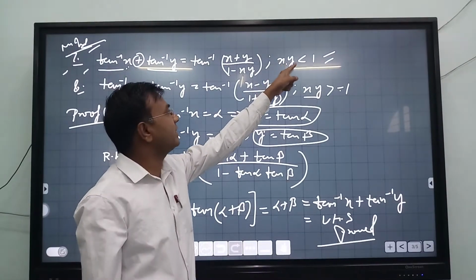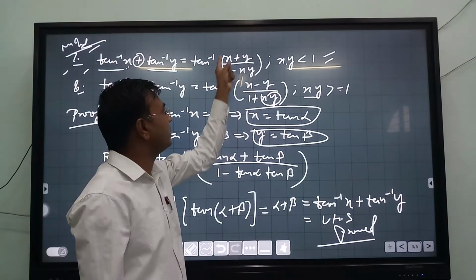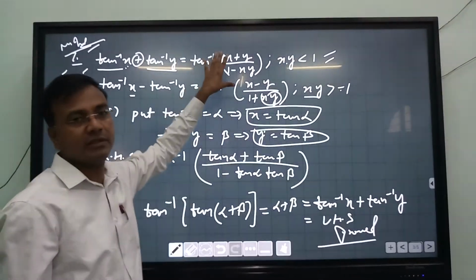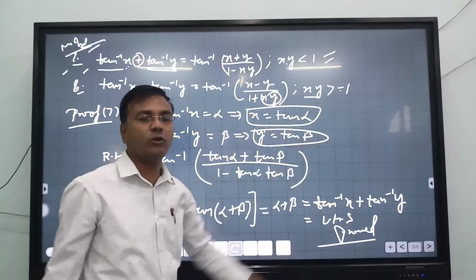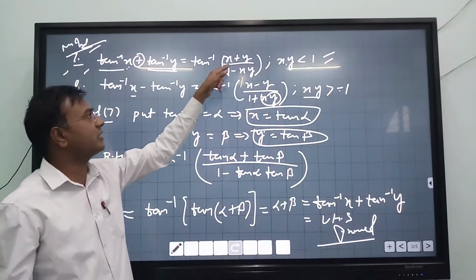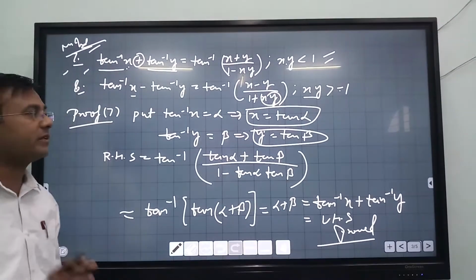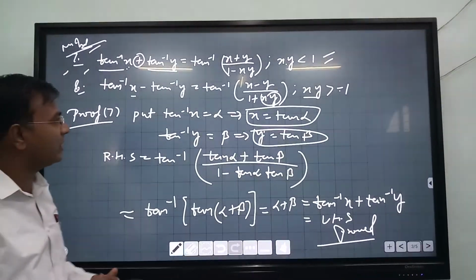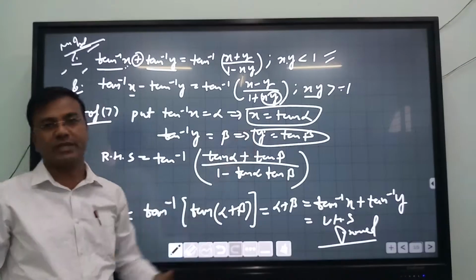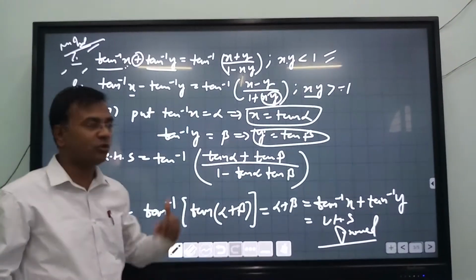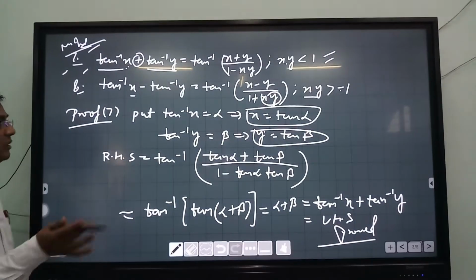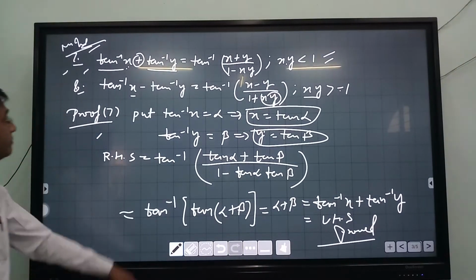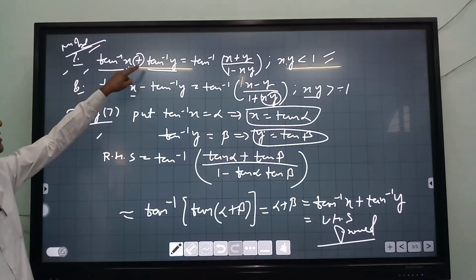Same as here, xy is less than 1. If less than 1, only then is this positive. If it becomes greater than 1, then we have to go with the domain of the function, that is pi minus tan inverse of x plus y upon 1 minus xy. This identity is not given in NCERT, it is given in RD Sharma. So to know more about this identity, you may refer to RD Sharma, and if you have doubts, you can discuss them with me. So let us prove this identity, tan inverse x plus tan inverse y.